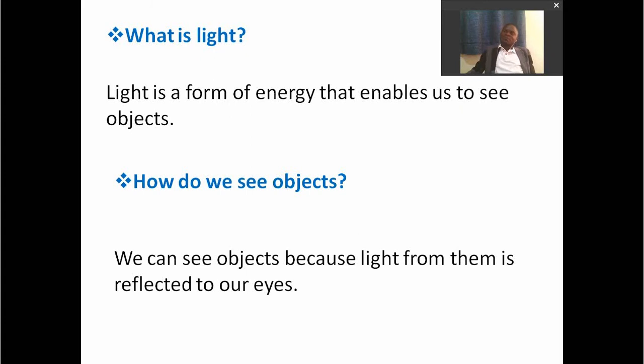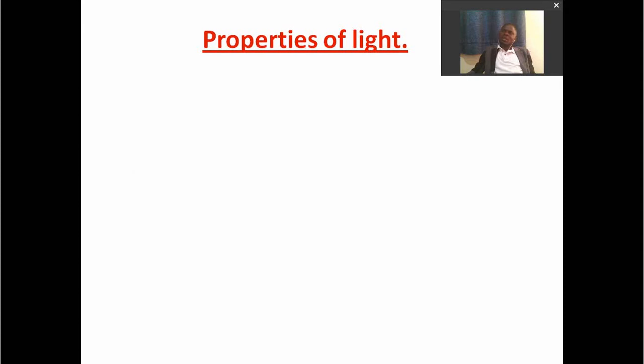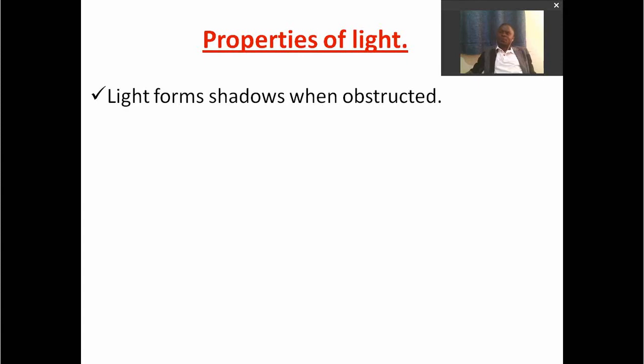Let's go to the next. Let's look at the properties of light. There are several properties of light, but let's begin with this one here. Light forms shadows when obstructed. Correct. When you obstruct light, a shadow will be formed. Try an experiment. I want you to get a torch and a book. Switch on the torch. Put the book in front of the light rays coming from the torch. I want you to make your observations and see what is formed.